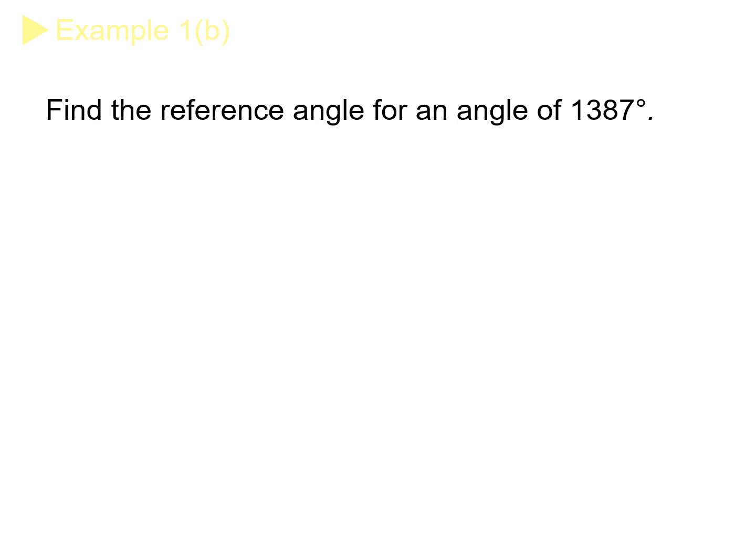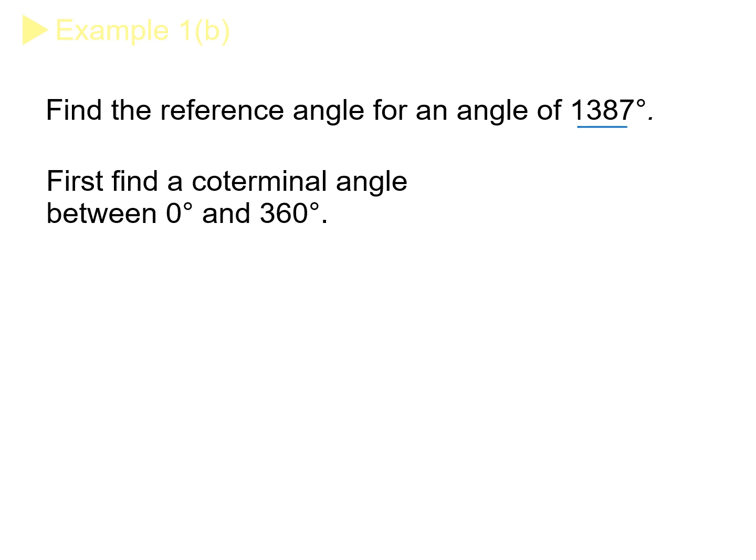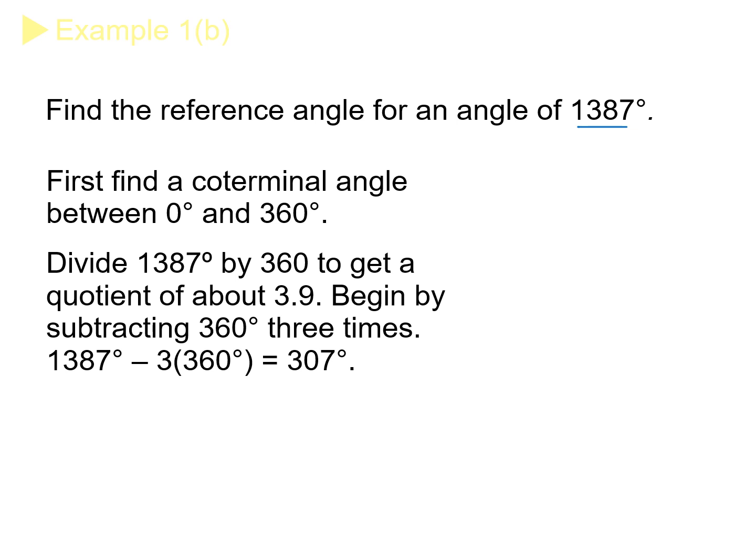Now what if you want the reference angle for something like this, 1387? Well, we once again have to find a coterminal angle between 0 and 360. And if you divide these out, 1387 by 360, you get about 3.9. So we know we're going to need to subtract off 360s. So we get 307 degrees. When I take the angle 1387 minus 3 times 360, I get 307.